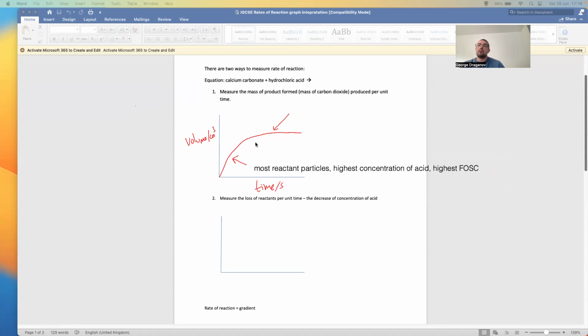Now, as the reaction proceeds, the concentration of acid decreases and eventually runs out, provided that the calcium carbonate is in excess. You could also reverse the argument. If the acid is in excess, then the calcium carbonate would run out. Either way, the reactant particles would decrease. So eventually, we need to write down that over time, the reactant particles are reduced, the acid concentration decreases.